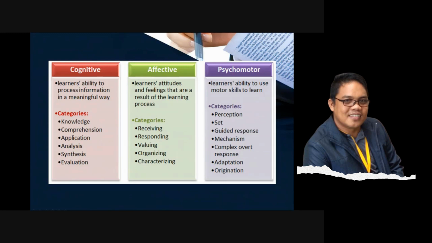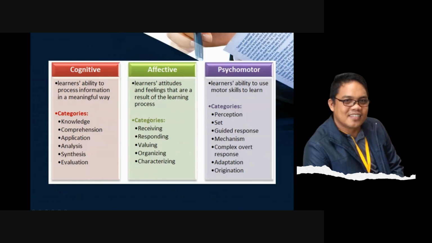Yung Bloom's taxonomy na old ay nagiging new Bloom's taxonomy. So, yung evaluation ay hindi na po nasa pinakamataas, but it becomes creating. Yung evaluation nagiging evaluating at nasa second lang pinakamataas. Yung affective is under these categories: receiving, responding, valuing, organizing, characterizing. While psychomotor has perception, set, guided response, mechanism, complex, adaptation, origination.